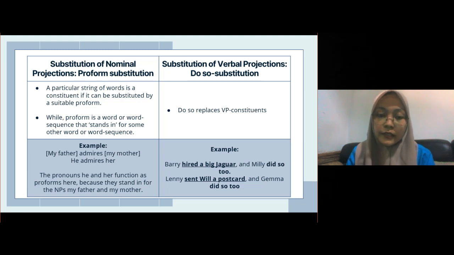And the second one is "Lenny sent Will a postcard and Gemma did so too." The unit "sent Will a postcard," we can replace it with "did so too." So the unit "sent Will a postcard" is a constituent.